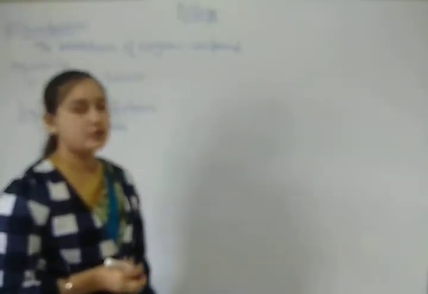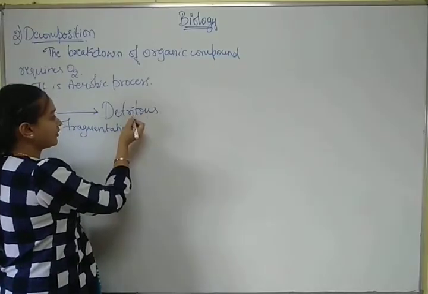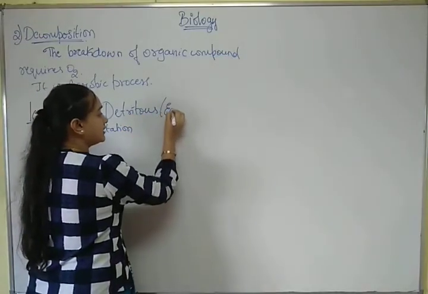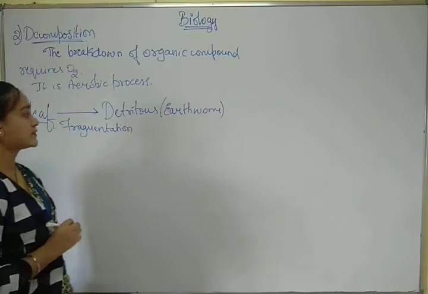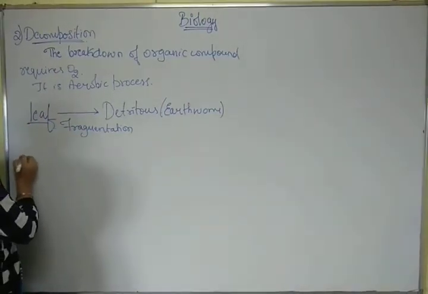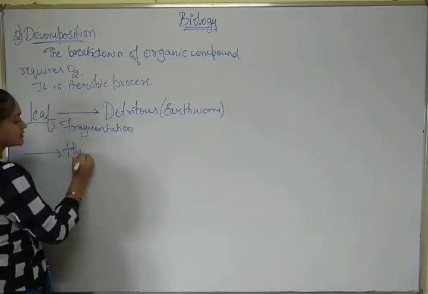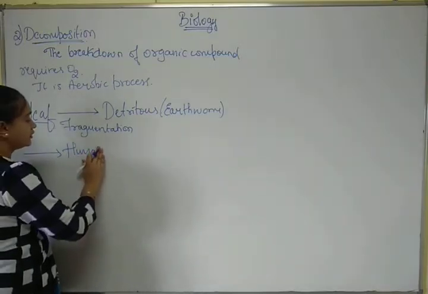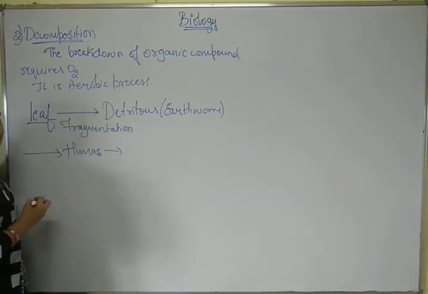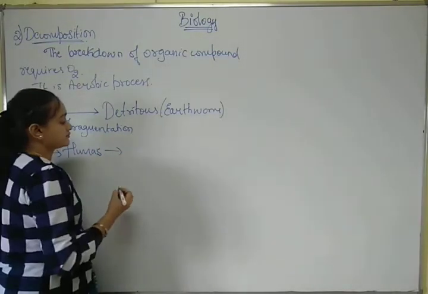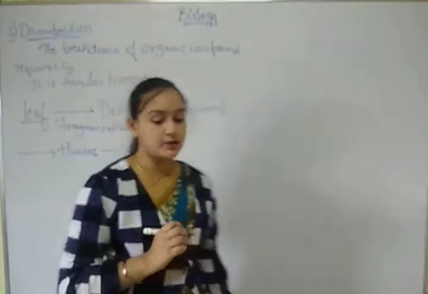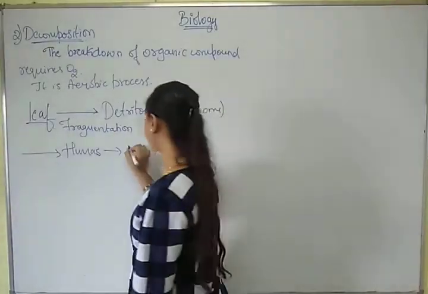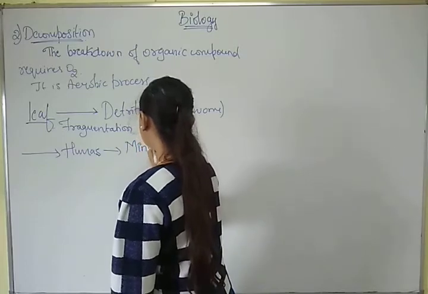And next, the detritus will get converted into humus. The process of forming this detritus is carried out by worms like earthworms. Next, this detritus will get converted into the humus. And next, the humus will get converted to the minerals.